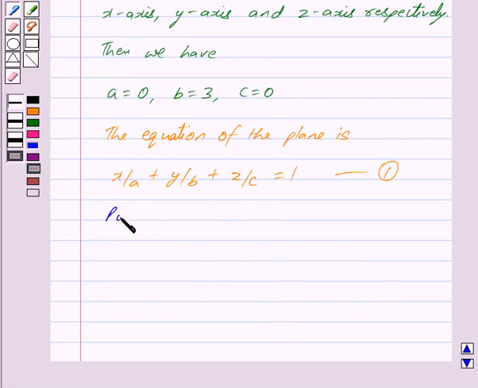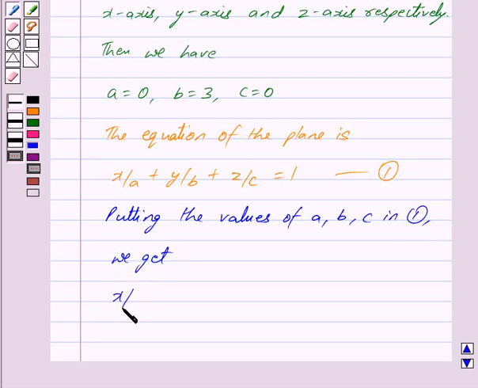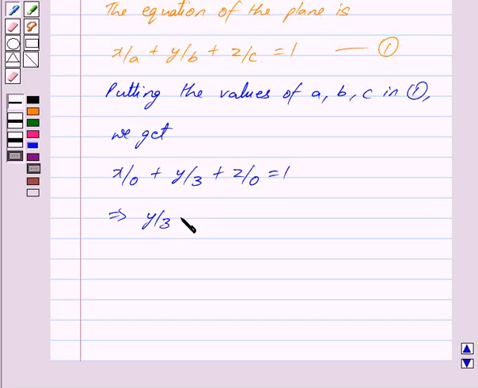Now, putting the values of a, b and c in equation 1, we get x upon 0 plus y upon 3 plus z upon 0 is equal to 1, and this implies y upon 3 is equal to 1, or we get y is equal to 3 is the equation of the plane. Thus we have got our answer as y is equal to 3.